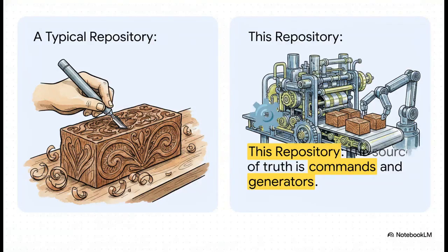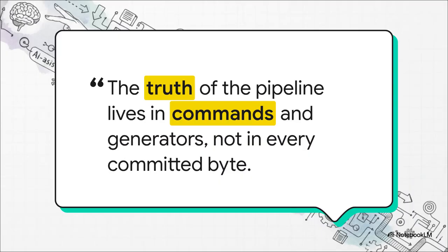This slide really shows the big mental shift you need to make. In pretty much every other project you've worked on, the files you edit directly are the source of truth. But here, the real source of truth is the automation itself. It's the commands and the generators that produce all the other files. You know, this quote from the documentation just says it all. You have to think of many of the files in this repo not as original works of art, but more like manufactured goods coming off a factory assembly line. Your job isn't to fix the goods one by one, your job is to adjust the machine that makes them.